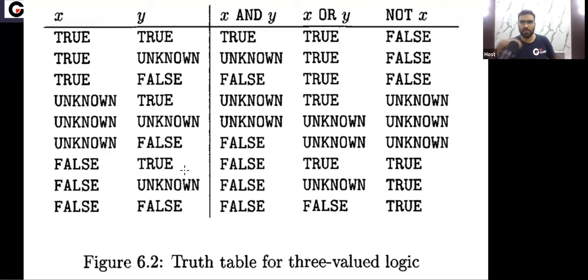You can easily check. Okay, for example, quickly tell me, if I ask you what is unknown and unknown? Unknown and unknown, that is unknown. Yes or no? What is false or unknown? That is unknown. Yes or no? Is this clear? False, unknown and true. Unknown and true, that is unknown. Okay, so you can easily see all these things. And the not of unknown is unknown.